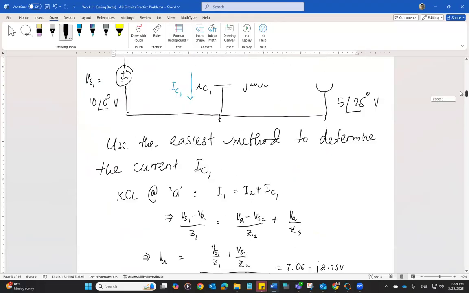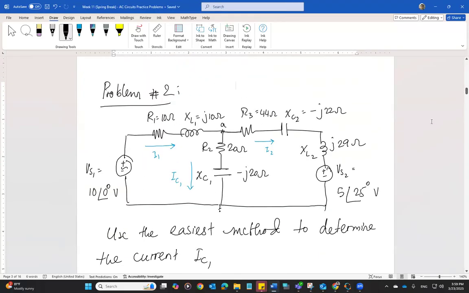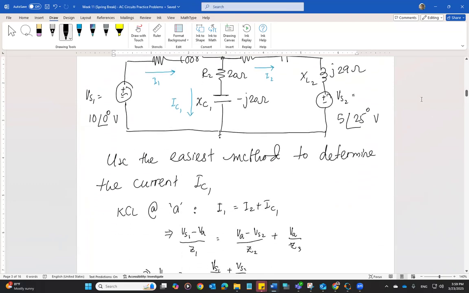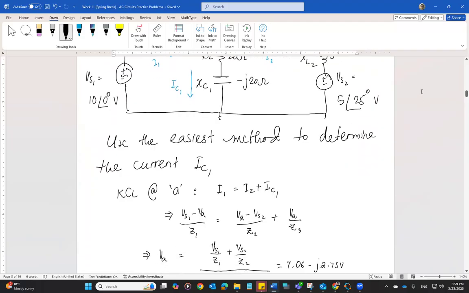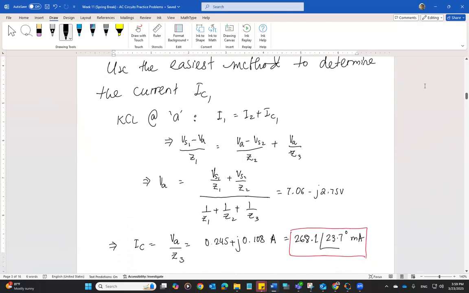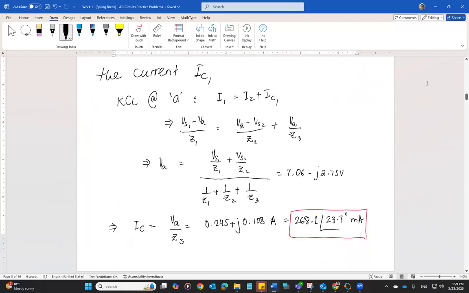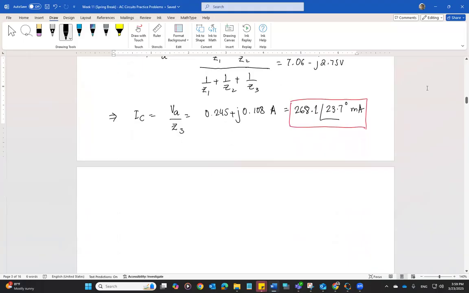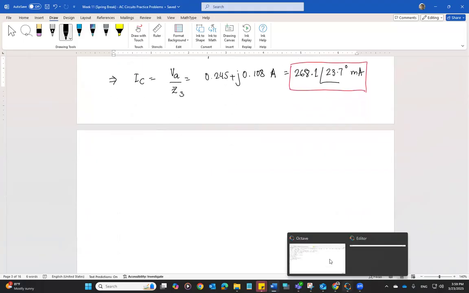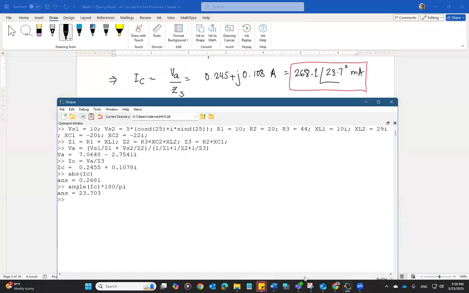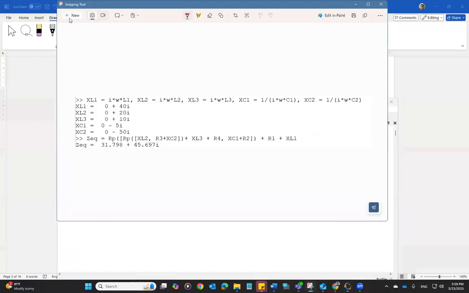So once again, you can see that the whole problem actually is in one page. Once you analyze it and assign all the values, then the whole problem you could do in a single page. And this is all the MATLAB work that I did.